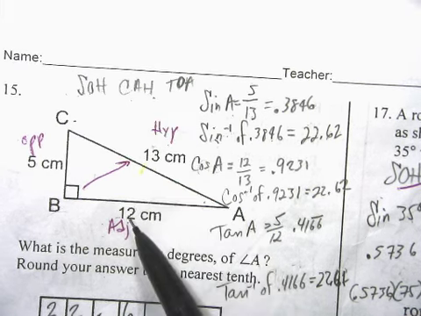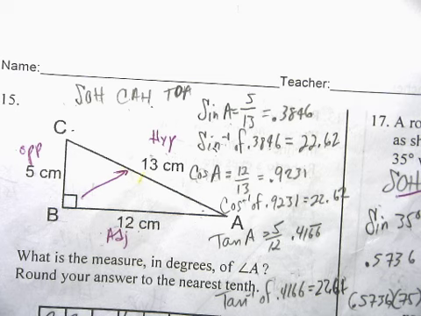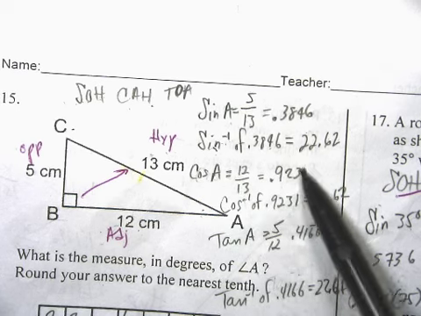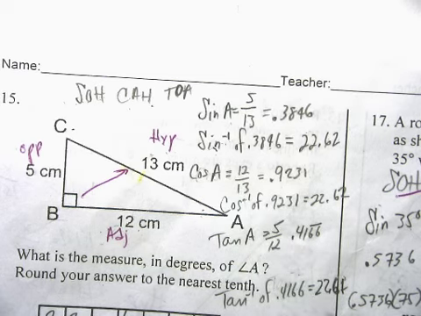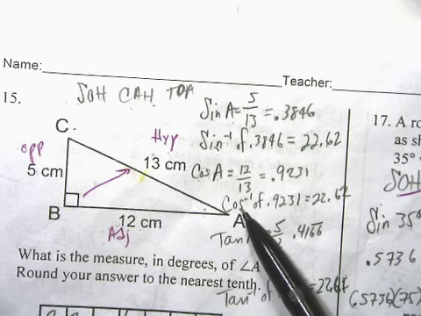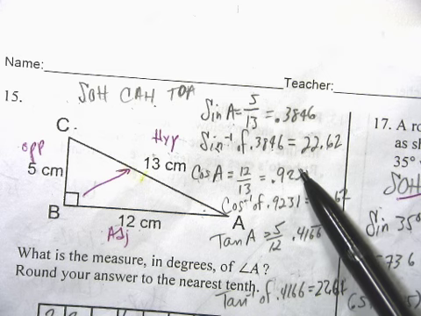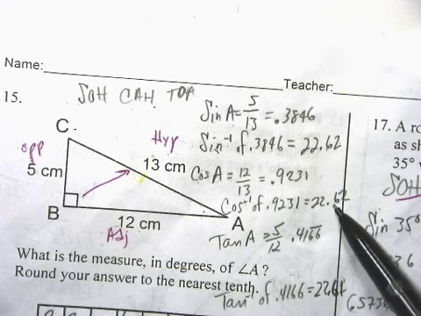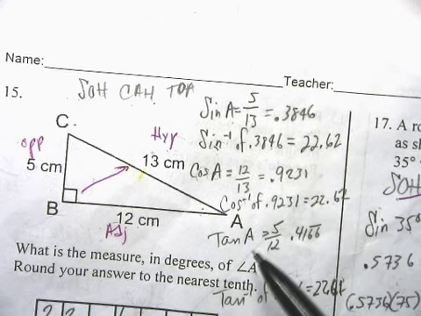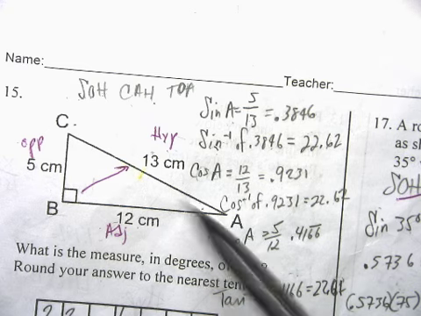Let's do the cosine of it. Cosine is the adjacent over the hypotenuse. 12 over 13 gives me this decimal, right? I want to find the angle. Look what happens when I take the cosine inverse function of that decimal. What do I get? Again, 22.62.